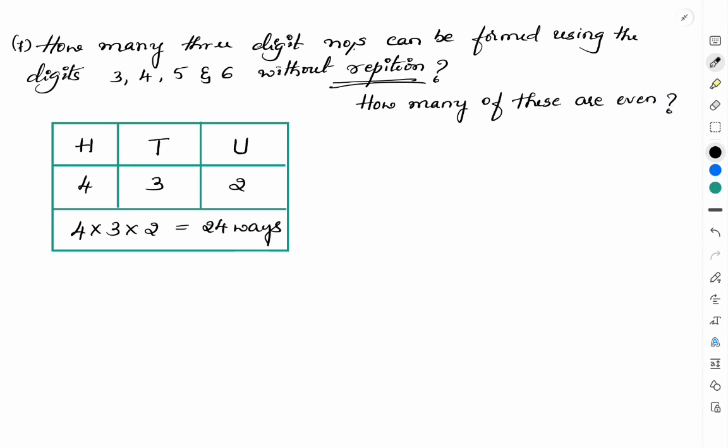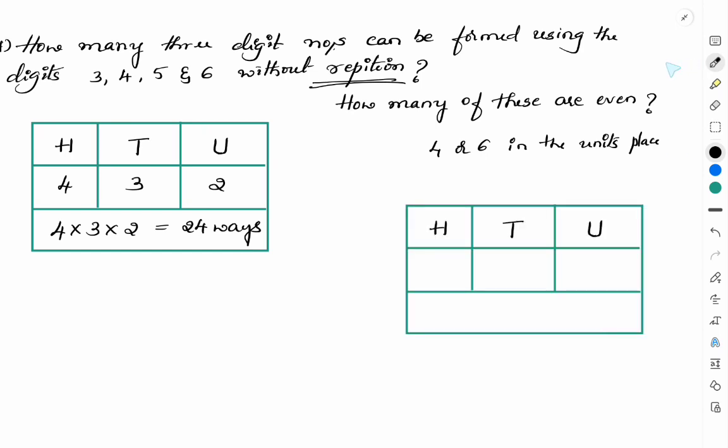So how are we going to find this now? In order for the 3 digit numbers to be even, we should have 4 or 6 in the units place. Okay, now let us see how many different ways we can get the even numbers. Again, I'll draw a table here to answer the question of how many of these numbers which we have formed are even. So here we shall start filling from the units digit.